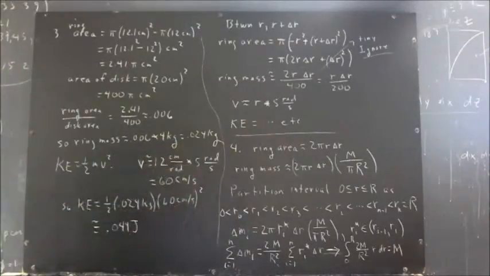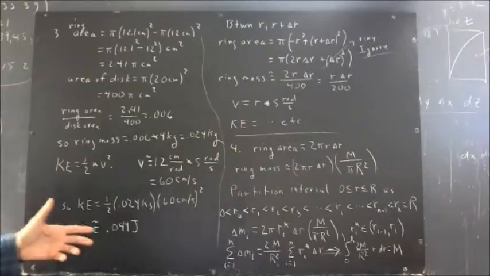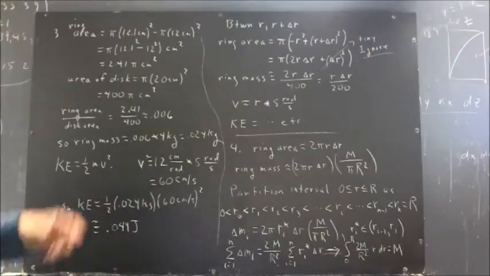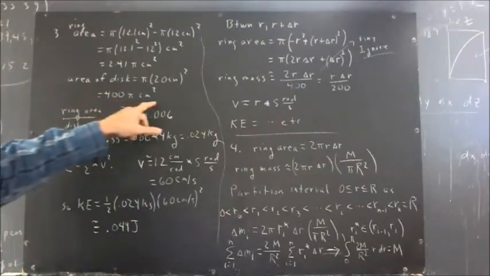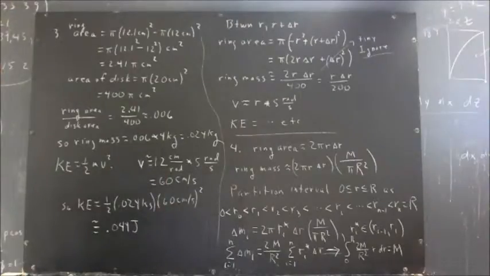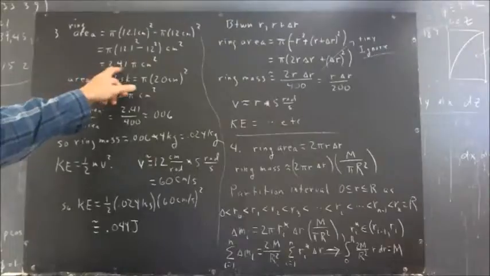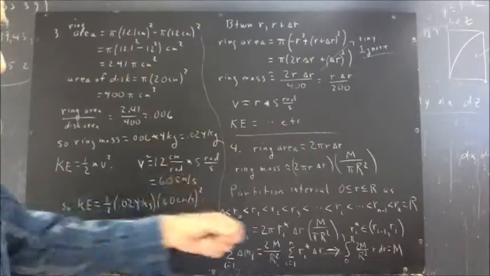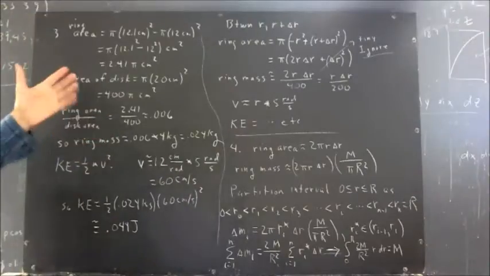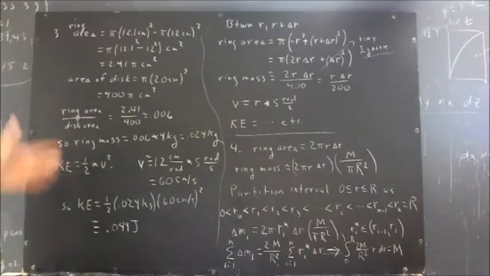Now, we could also have calculated the mass per unit area for the entire disk. We could have divided our 4 kilograms by 400 pi centimeters squared, and gotten a good approximation. And then we could have multiplied that by the 2.41 pi square centimeters in that ring. But we should understand it both ways.